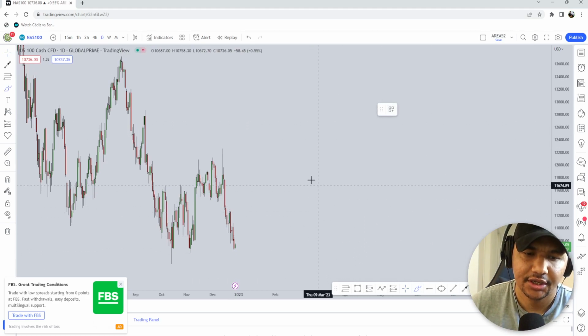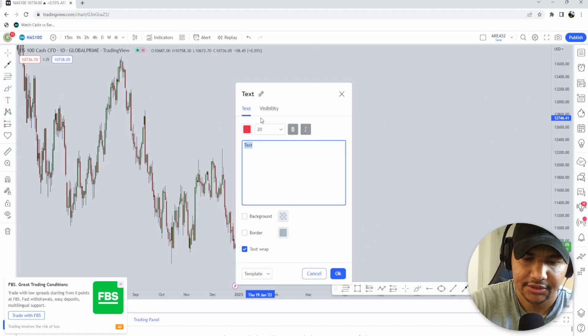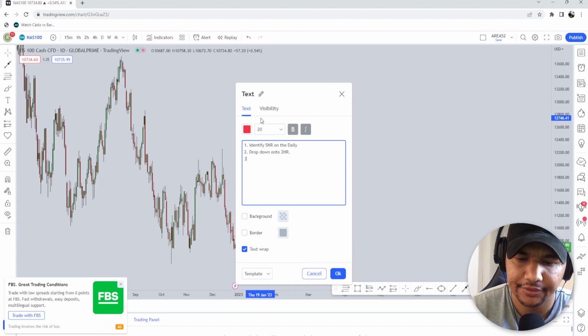The first thing is, I just want to jot it over here. So rule number one, identify support and resistance on the daily. Number two, drop down onto 2 hour. Rule number three is use SNR for entry as well.